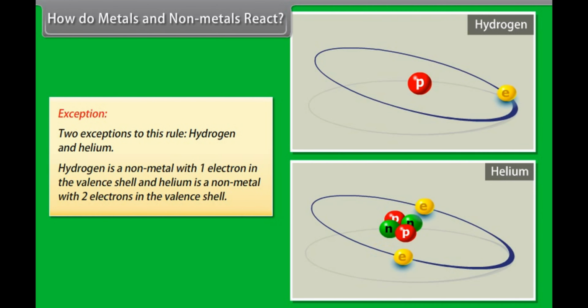Metals that donate electrons gain positive charge equal to the number of electrons donated, and nonmetals gain electrons and negative charge equal to the number of electrons accepted.